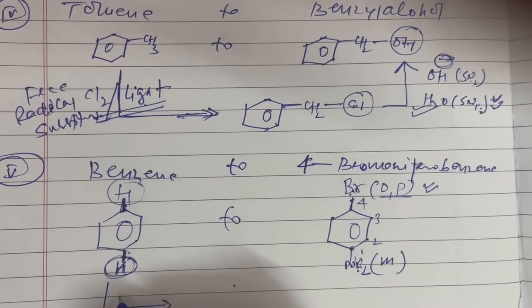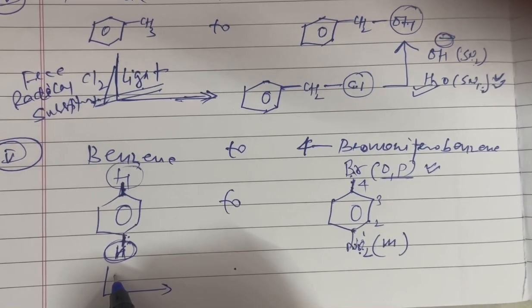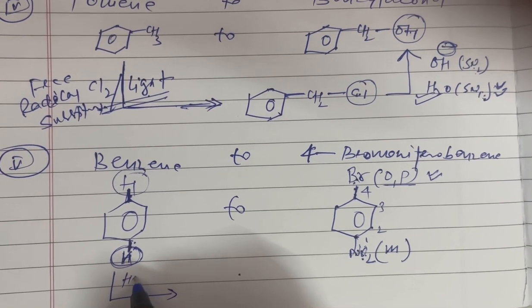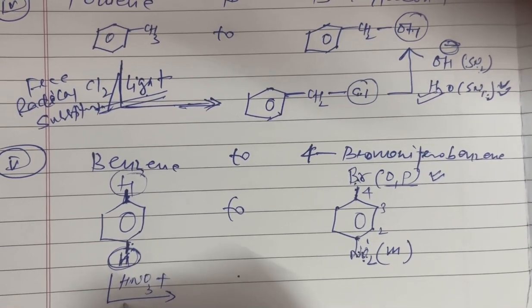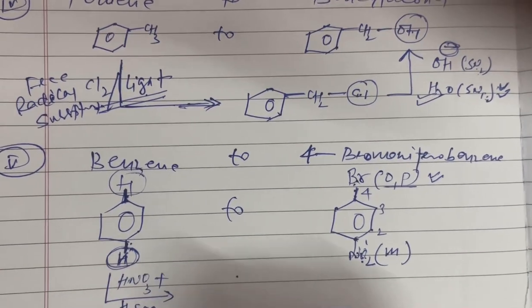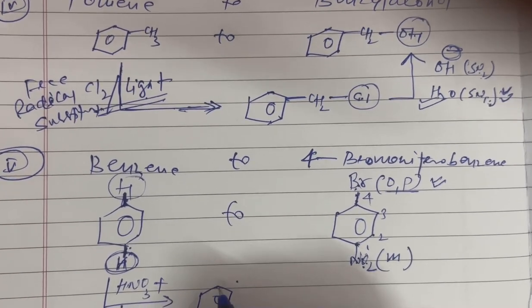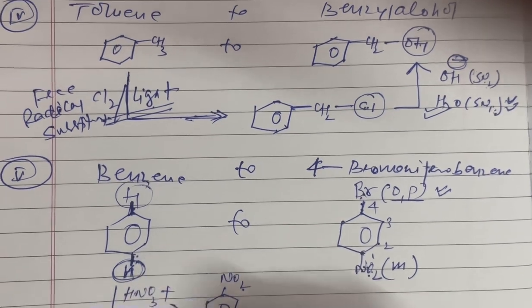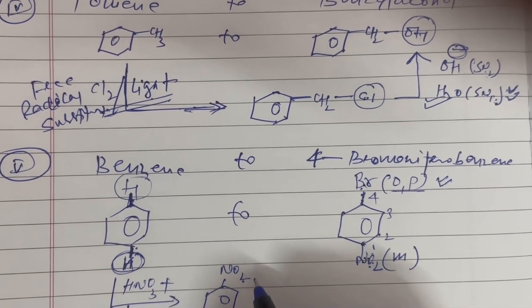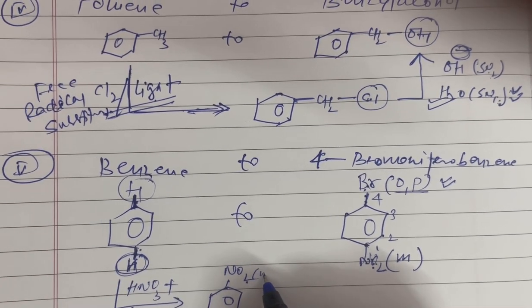If you do the nitration first, for the nitration we have to take conc HNO3 and conc H2SO4. Okay, so NO2 we have introduced. This is the wrong path. I'll show you why we are not going to follow this path. And this NO2 is meta-directing.